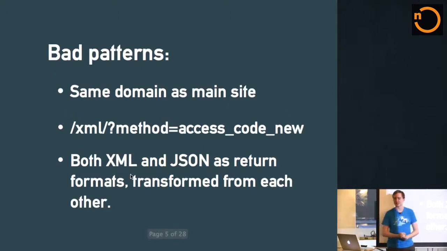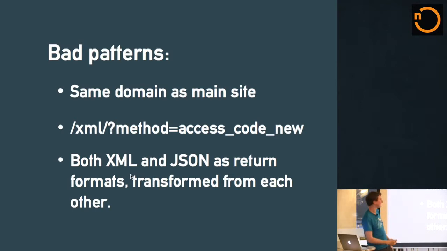There are also some bad patterns in there. It was on the same domain as the main site, which is easily fixable, but already a bad sign. It had methods accessed just as eventbrite.com/xml?method=..., which is not perfect. And also, it has the wonderful thing of both the XML and JSON return formats it gives you being transformations of each other, which is a great idea in theory until it turns out in practice that one of them isn't really correct. So there's both malformed XML and also poorly written JSON in the output of that API. So that's always a fun one to deal with.